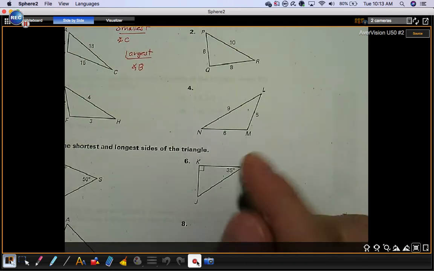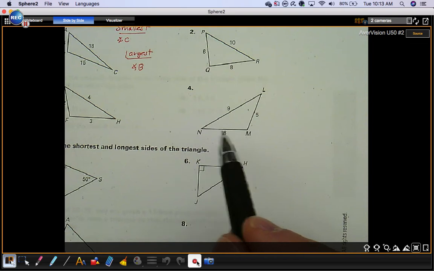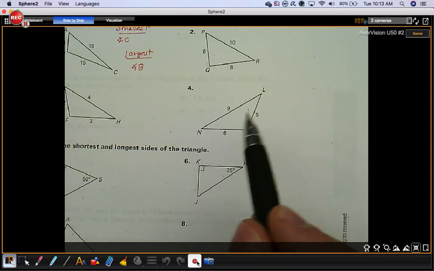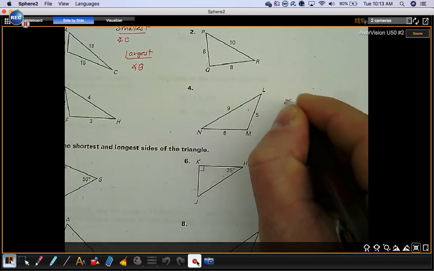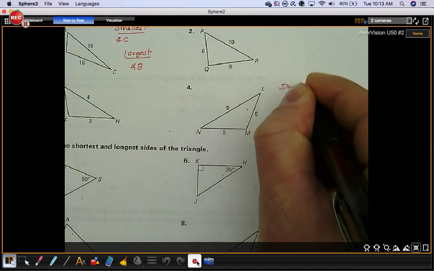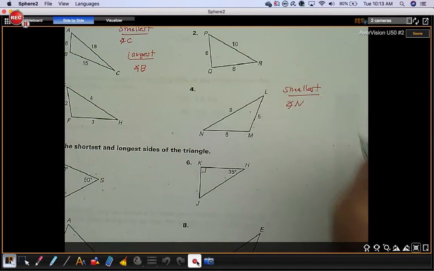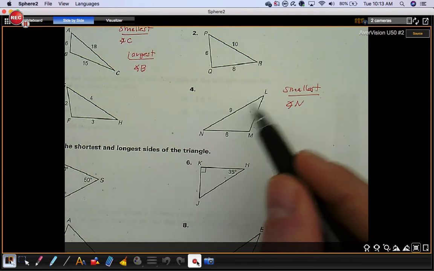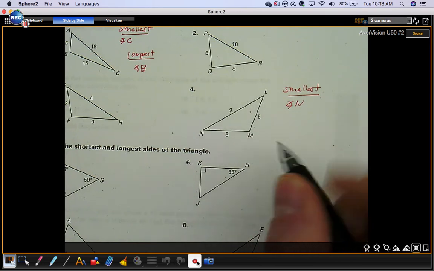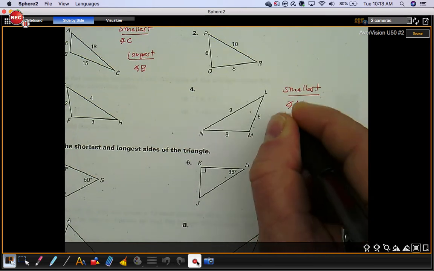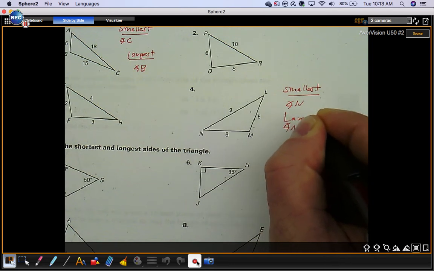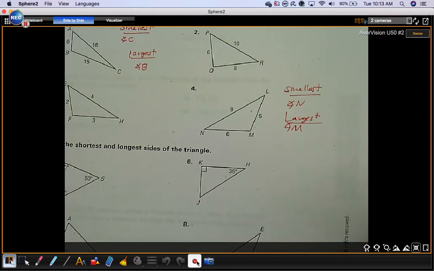I'll skip down to number 4. Smallest angle across from the smallest side. So that would be angle N. Biggest side has a length of 9. Across from that is angle M. So that's your largest angle.